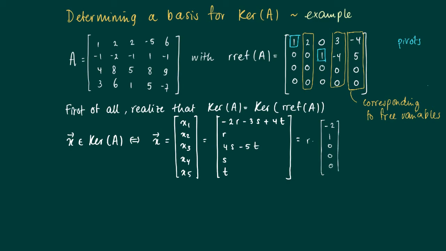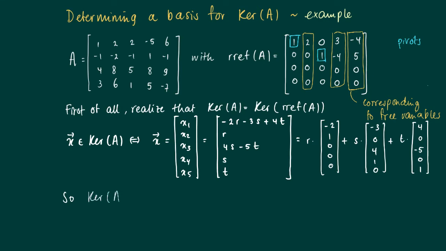So actually, given r, s, and t, we may express a kernel element by r times (minus 2, 1, 0, 0, 0), plus s times (minus 3, 0, 4, 1, 0), plus t times (4, 0, minus 5, 0, 1). So for given constants r, s, and t, any of such linear combinations that we make belong to the kernel.